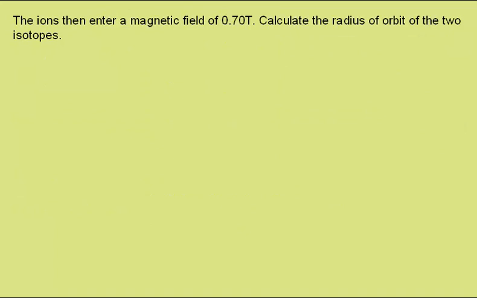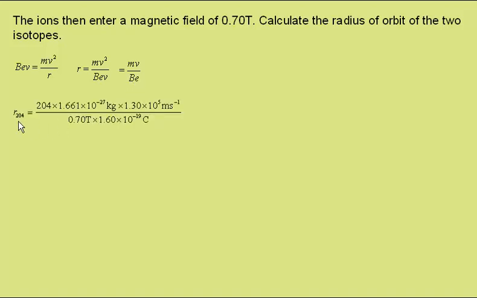The ions then enter a magnetic field of 0.7 Tesla. Calculate the radius of orbit of the two isotopes. Well, for this, the force due to the magnetic field, BeV, is providing the centripetal force for the ions, mv squared over r. We want to find r, so we can rearrange to get this expression. Cancelling this v with one of these gives this.